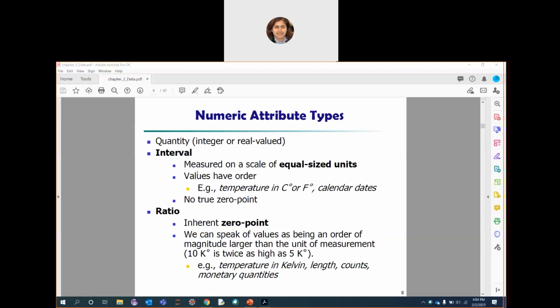Then the ratio, and there is a major difference I need to mention between interval and ratio. Interval doesn't have a 0 point. So you don't actually consider a 0 point. If you have centigrade, Fahrenheit, temperature, or calendar dates, you basically don't emphasize a 0 point. But in the ratio scaled attributes, it has all the properties of an interval attribute. Whatever properties the interval attribute has, the ratio also has the same, but it has an inherent 0 point. That means a clear definition of the 0 point.